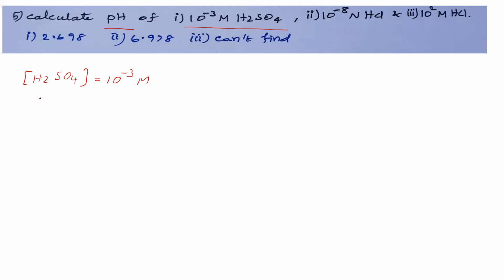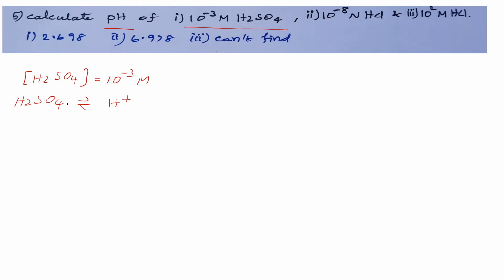This H2SO4 dissociates to give H plus ions. Now, this is a dibasic acid. It can give 2 H plus ions. Sulfuric acid can give 2 H plus ions. Since it is a dibasic acid, we have to decide whether to take the Ka1 stage or the Ka2 stage, they have not mentioned.